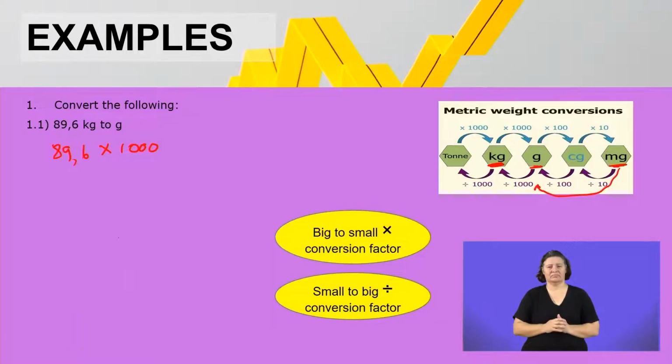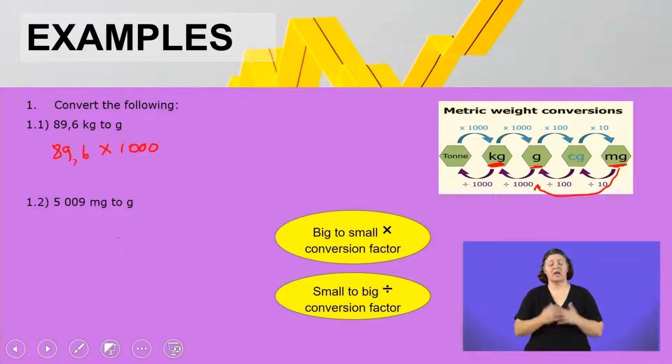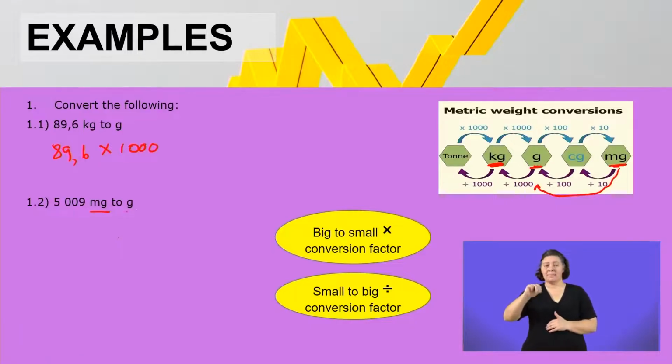Okay, grade 12, so let us quickly look at the second example. Here I have 5,009 milligrams, and I must convert that to grams. Right, so I go look at my conversion table here. I have milligrams, and I must convert that to grams. So here, I can divide by 10, and then divide by 100, or I can divide that by 1,000 straight away. So therefore, I'll say 5,009 divided by 1,000. So that will give us 5 grams.